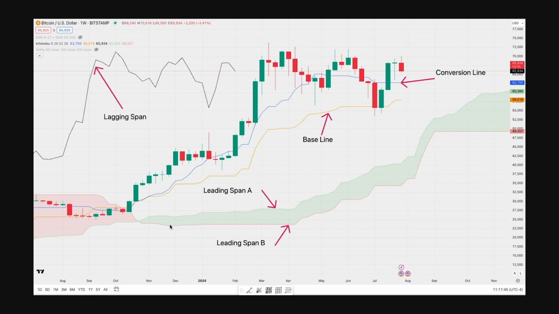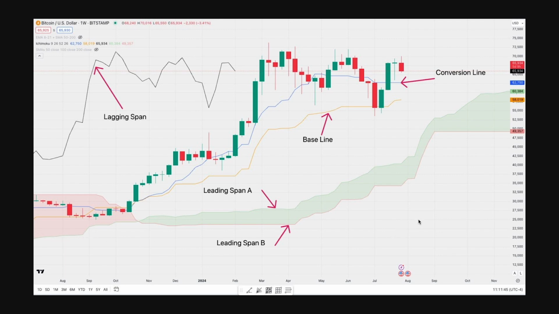And you can see that this leading span B, as it comes up, while it's on a red cloud, it's the top of a red cloud. And then as it crosses here, or the leading span A crosses above leading span B, that's a bullish signal. And then, at the red clouds, the leading span A is the base of the red clouds.